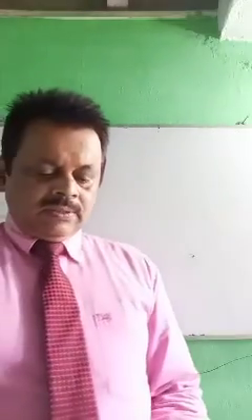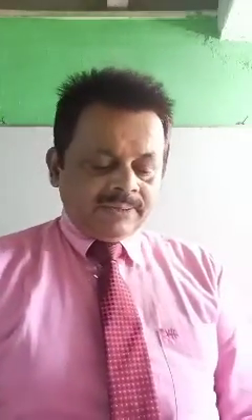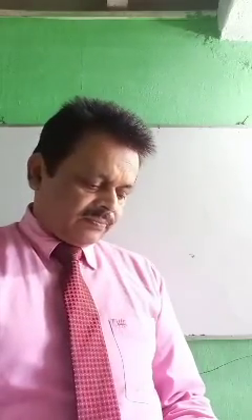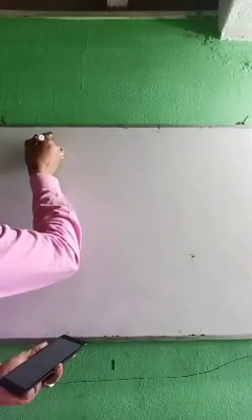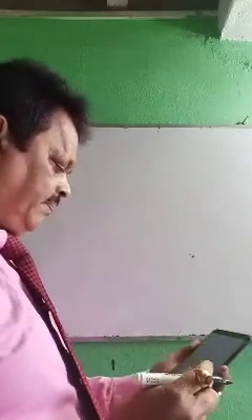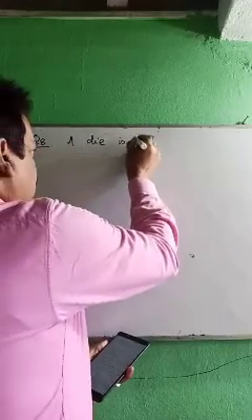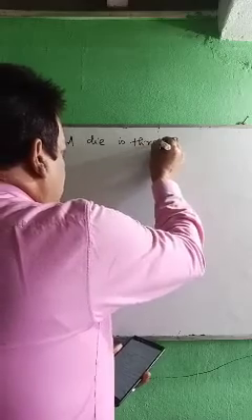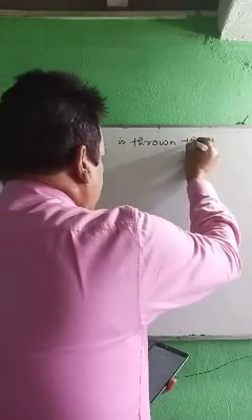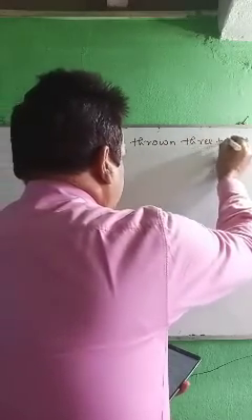We'll continue with the conditional probability. So look at question number 8. A die is thrown 3 times.